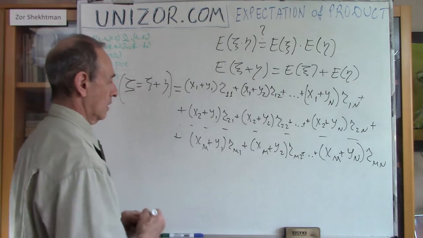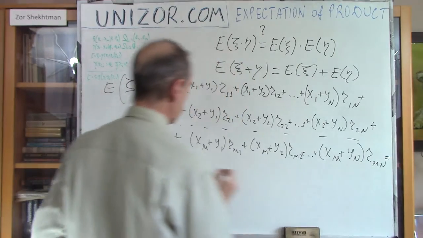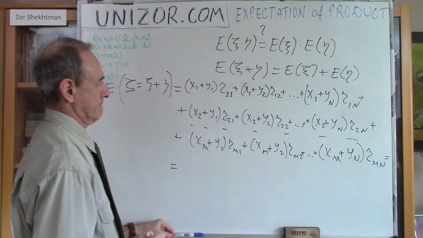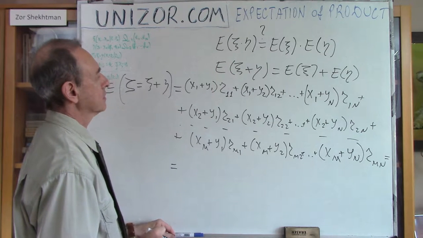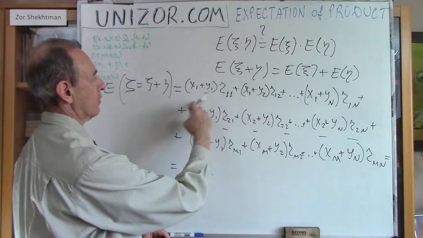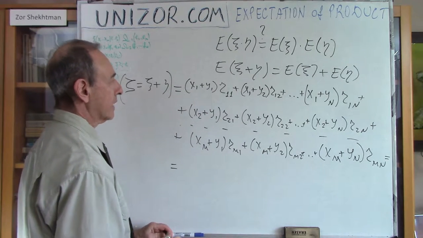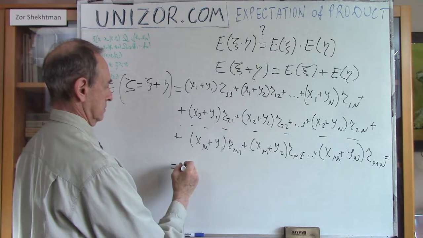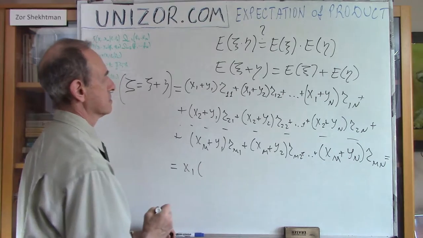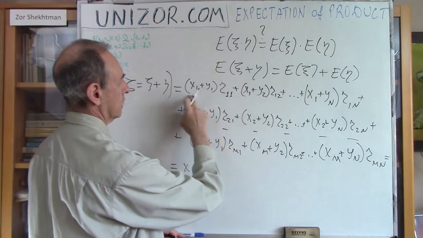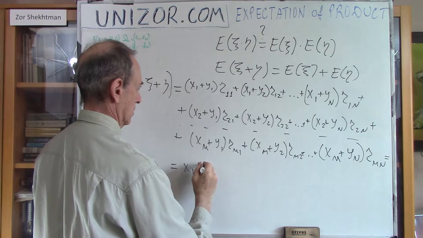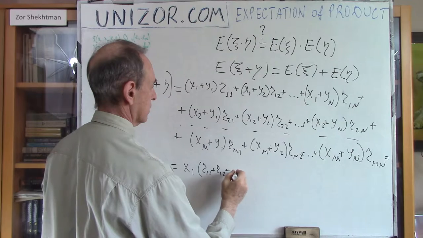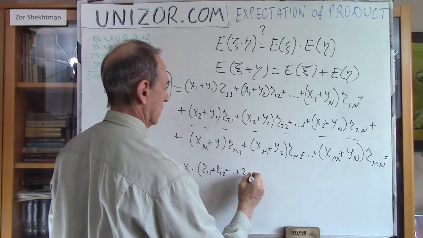But now let's regroup this. Now, we will regroup it in this fashion. We will just open the parentheses, right? And we will add together x1 times r11, r12, plus etc. plus r1m.